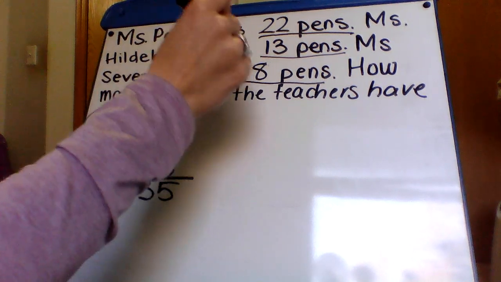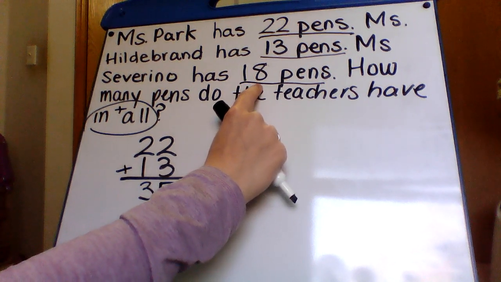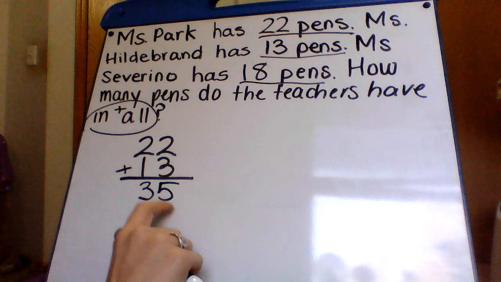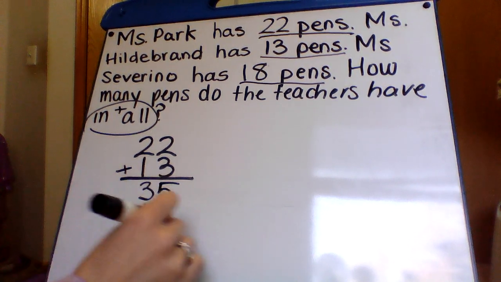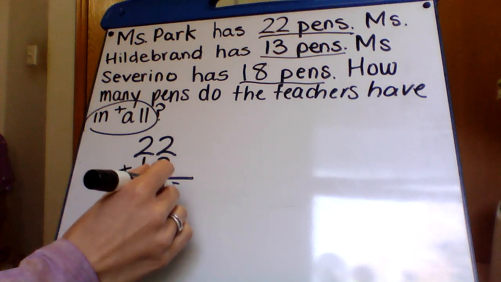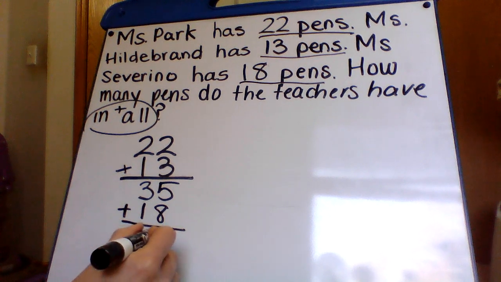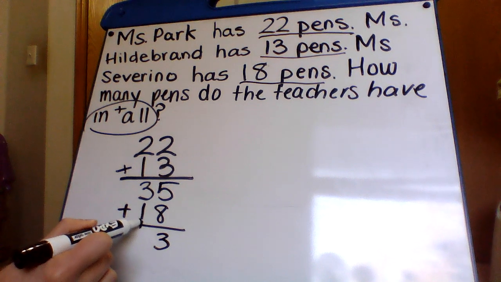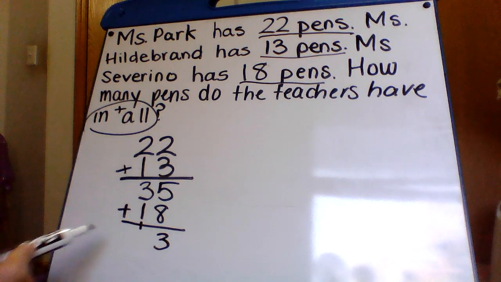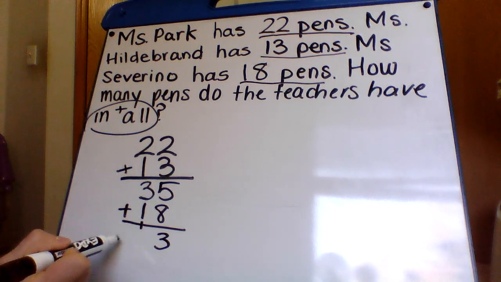Now again, this is where sometimes I see people give up and say, oh, that's the answer. Always go back to your problem. You are not done. You have a whole other 18 pens that Miss Severino has that you need to add to this number. So remember, you can do that right underneath your 35. Then you're going to do 5 plus 8, which is going to be 13. You can carry the 1 either right here, which we've learned, or you can carry it up top over here. This usually makes it so you don't really forget it, so that helps a lot.